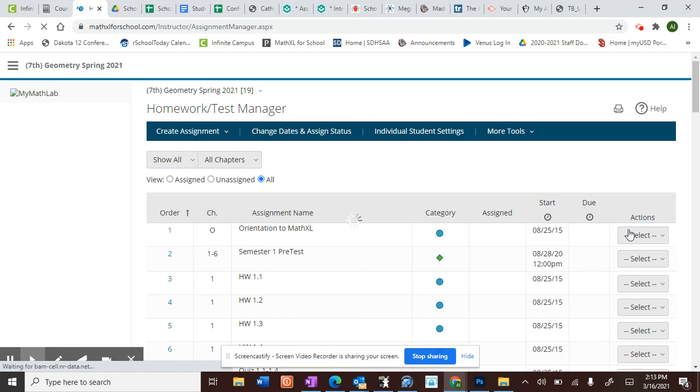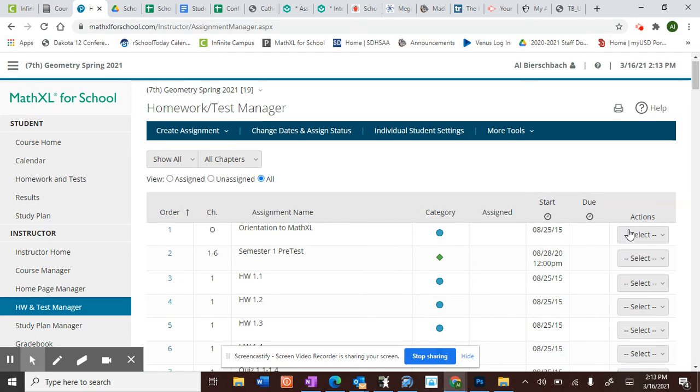Tomorrow in here, we will be doing NWEA. Okay, NWEA tomorrow.